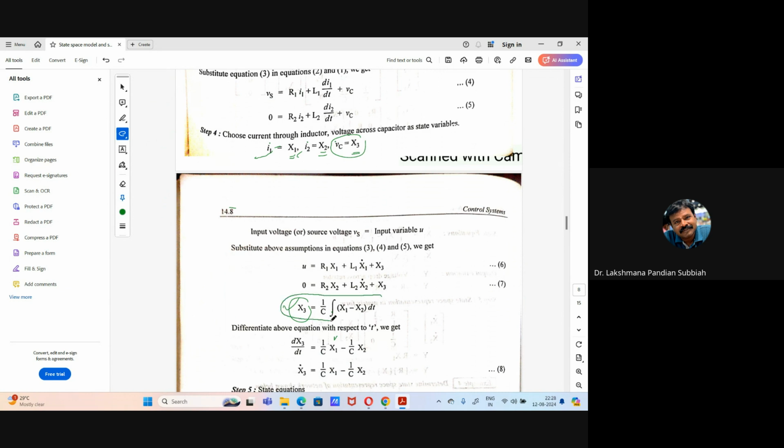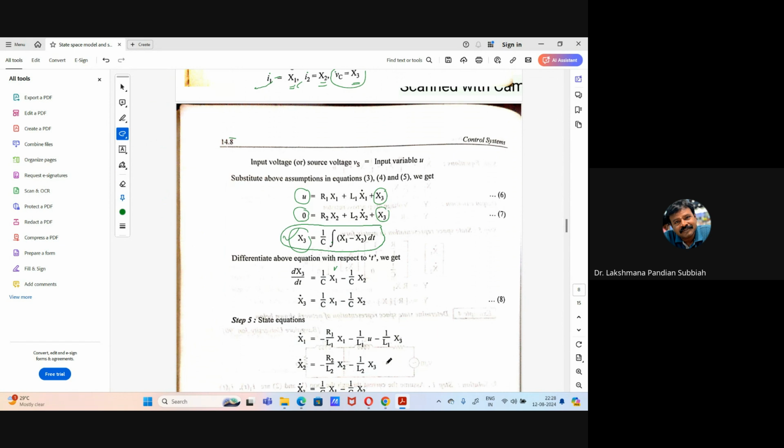How do you get this equation? x3 is Vc. Then Vs is the input U. In the second loop there is no source, so you consider it as 0. Then the x3 part is Vc, and Vc is represented here. Now we differentiate that, and we get x3 dot, which is 1 by C times (x1 minus x2).